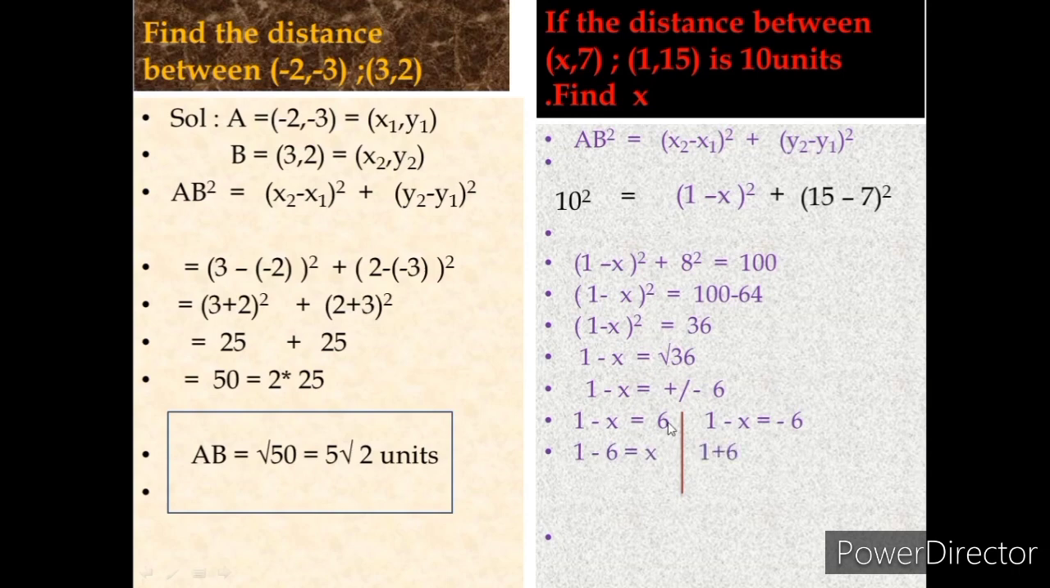Here you transpose 6, minus 6. You transpose minus x, plus x. Here you transpose minus x, plus x. Minus 6 plus 6. Is it clear? Here x is minus 5 or x is equal to 7. It is a very important problem for 2 marks, so keep the result in the box. Then observe the next problems.